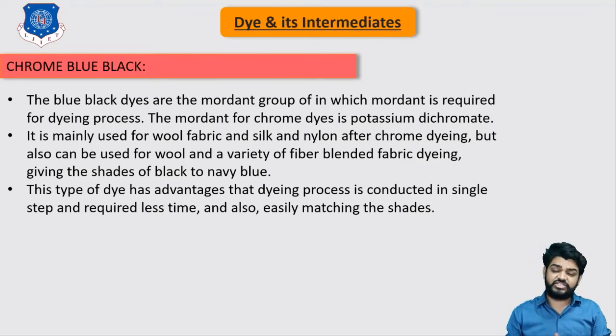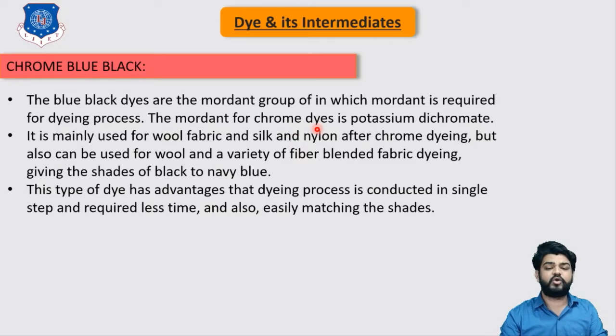In today's session, we are going to understand one of the largely used products of the dye industry, and that is chrome blue black. So let's understand how we can manufacture this particular product. As you can see here, the blue black dyes are a mordant group in which a mordant is required for the dyeing purpose. So what mordant is always required for the dyeing of these processes?